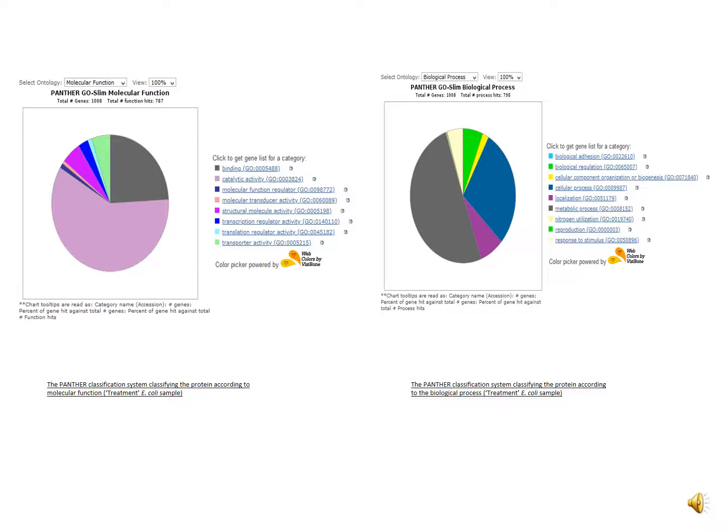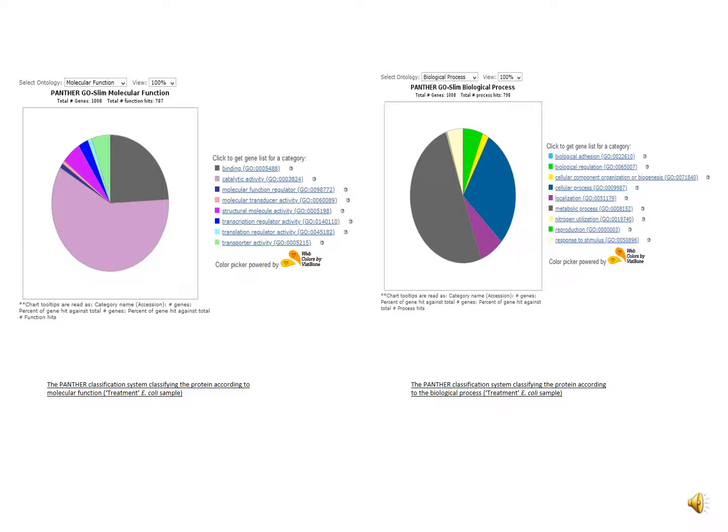Here is another figure for the treatment E. coli sample, classifying the proteins according to molecular function, and the majority of the pie chart is dependent on structural molecule activity.